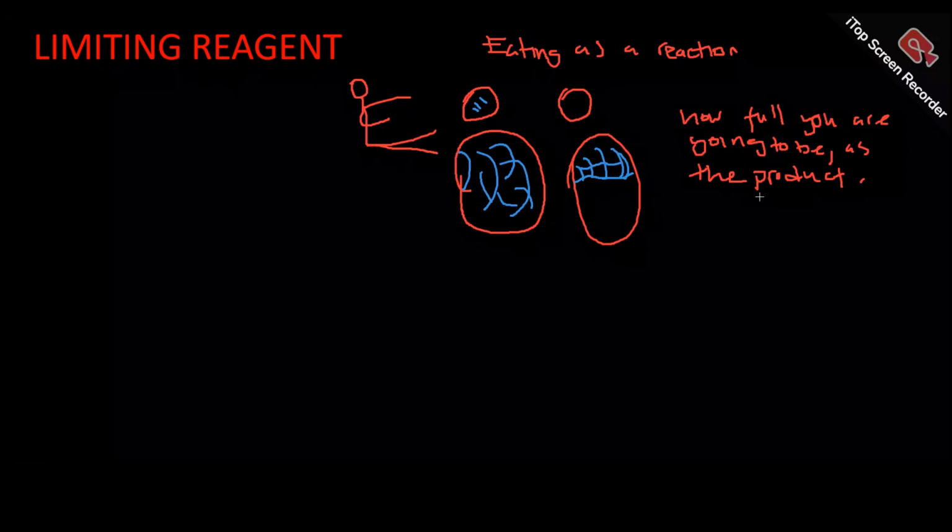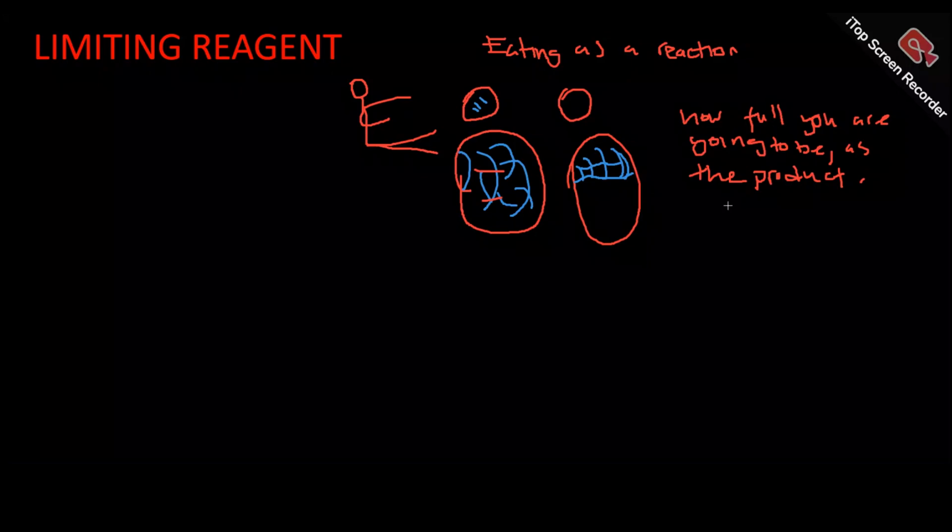This definitely means that when finding the number of moles and the mass of the products, we are not going to be using the one which is in excess. We're going to be using the one which is the limiting reagent or reactant. This is simply because we are saying how full you are going to be is dependent on how much limiting reagent you have. This is the point I want you to keep in mind. Whenever you face a question about limiting reagents, first of all, think of it in this way.